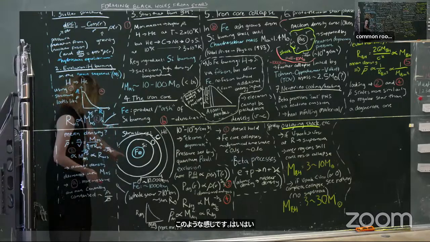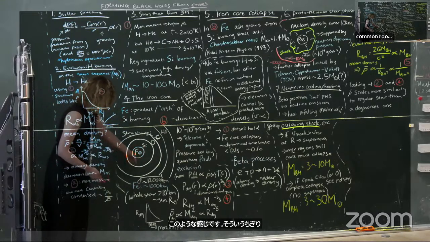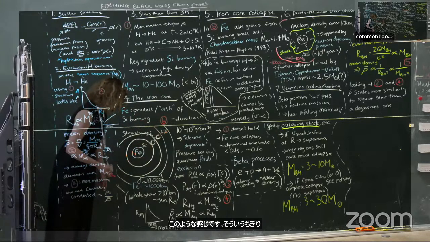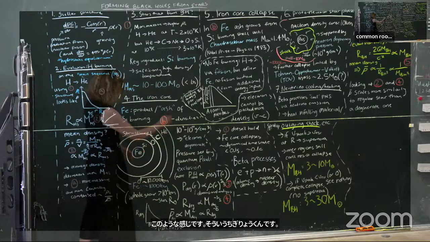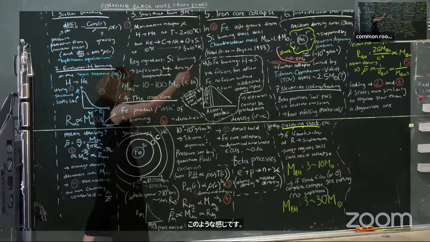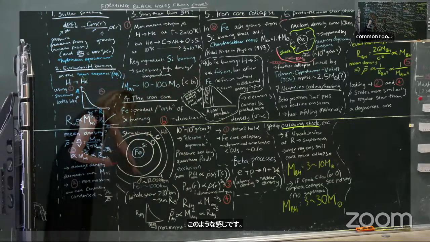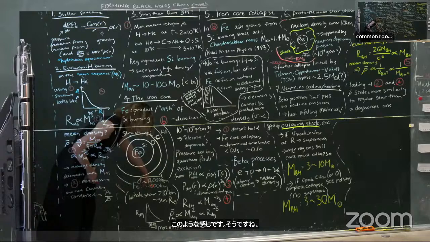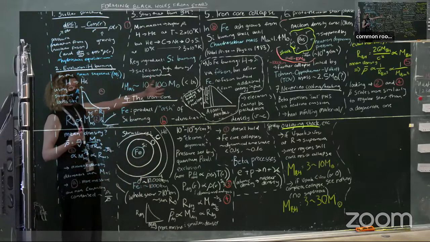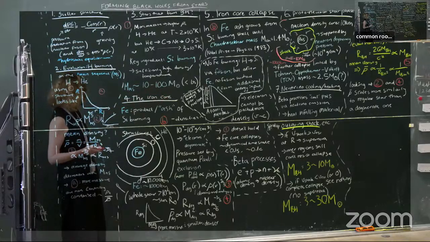To give you a feel for the scale, this iron core that's so dense is maybe around 1,000 kilometers. Some of the later ashes might go out to around 10,000 kilometers. But then the whole star itself is really, really big, maybe at least on the order of the sun's radius.